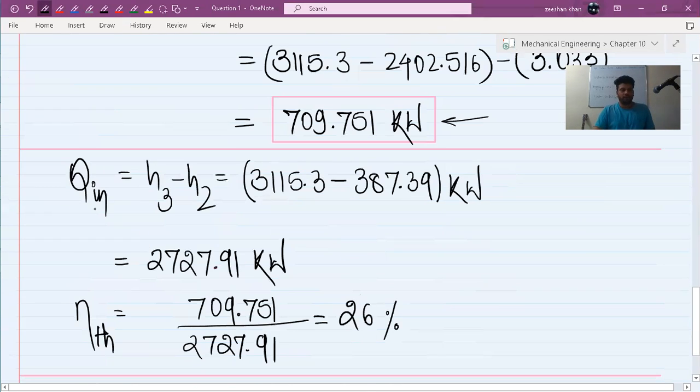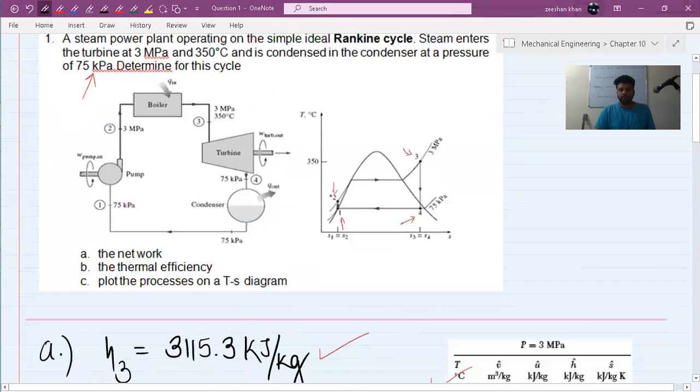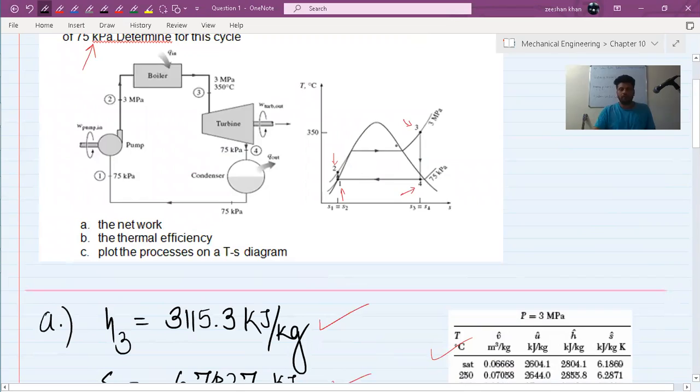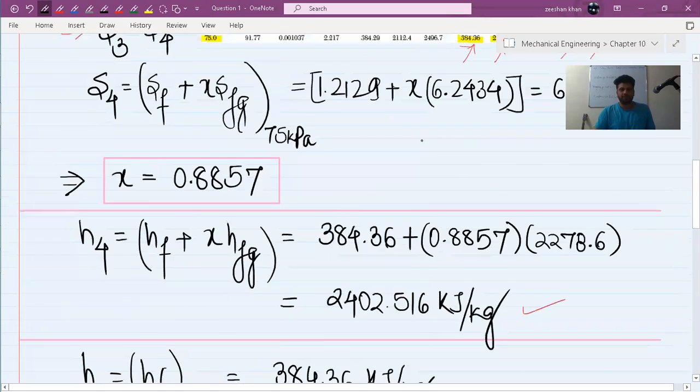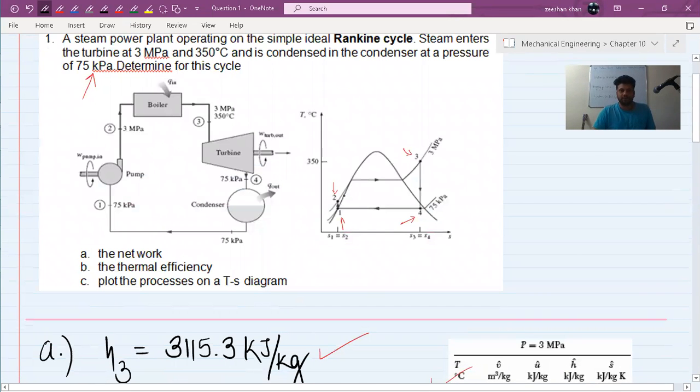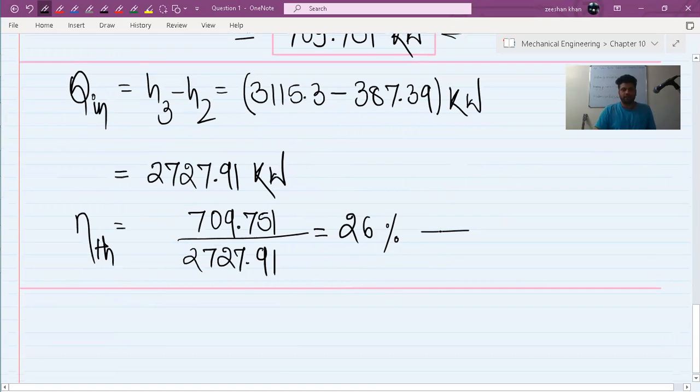And the amount of heat that we have. Look at 3 and 2. The boiler is responsible for taking our system from state 2 to state 3, and that's why the amount of Q in can be calculated by H3 minus H2, which comes out to be 2727.91 kilowatt, and therefore the efficiency is 26%. So this was a very simple problem.